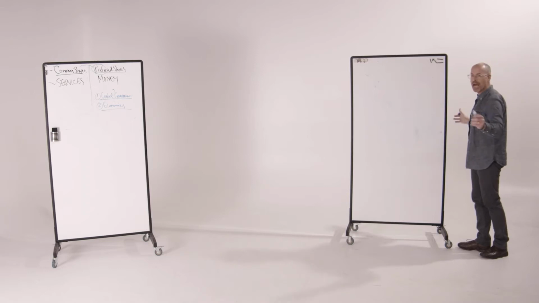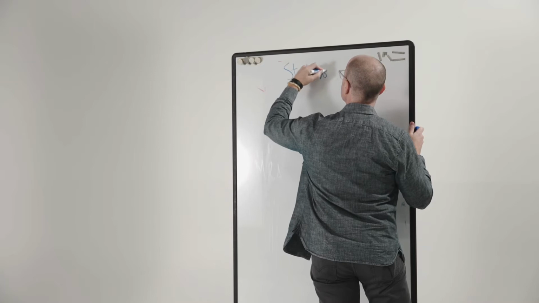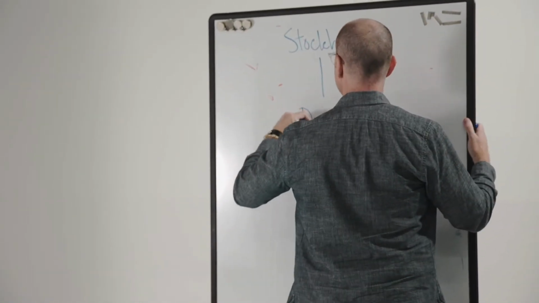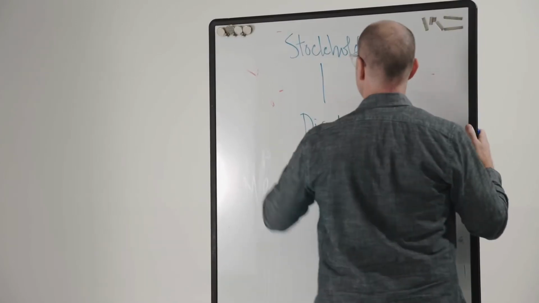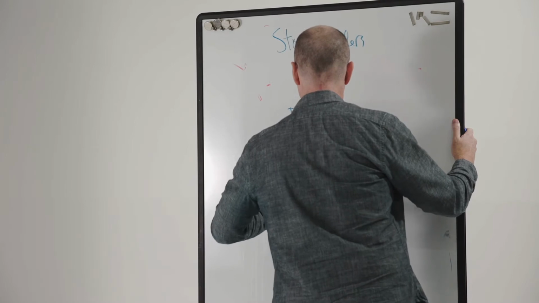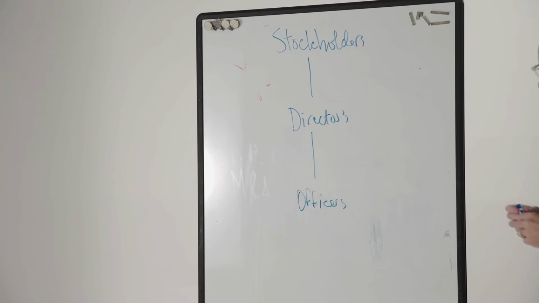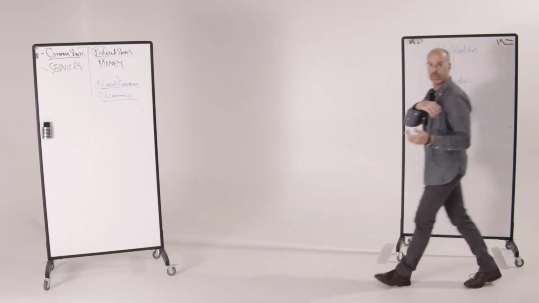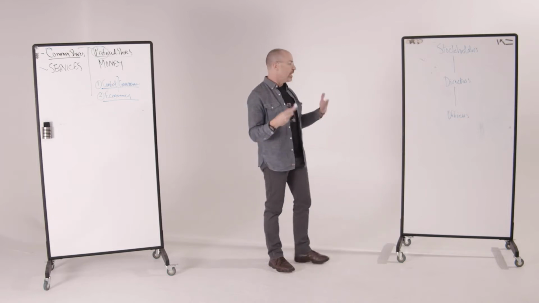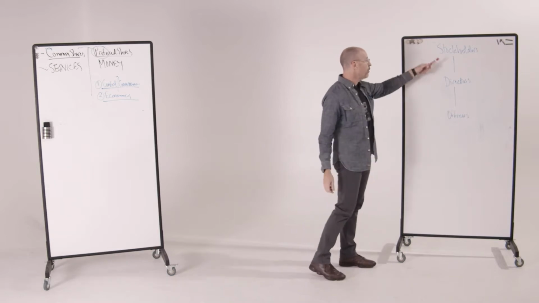So, what do we have? We have at the top, stockholders. And then beneath stockholders, we have directors, your board of directors. And then beneath directors, we have officers. So what are we looking at here? Well, stockholders are your owners. So when you own shares in the company, shares that show up on the cap table, shares of stock, you are a stockholder or a shareholder.